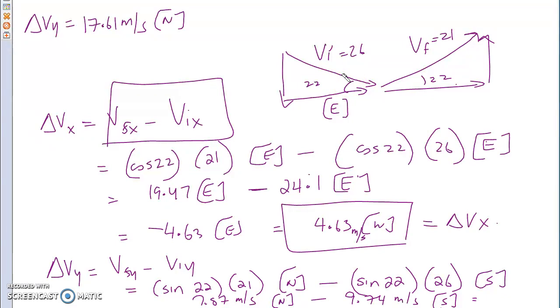The positive. That's correct. Yes. The angle stays the same. See, the angle right here, if I flip the vector this way, I'm still using this angle right here, 22 degrees. That angle does not change. Okay? So hopefully that clarifies it. Okay? All right.